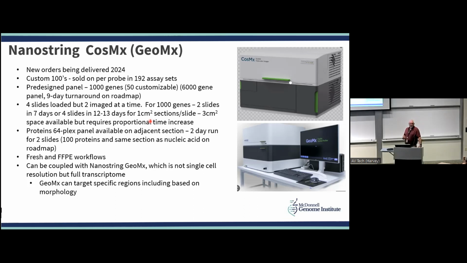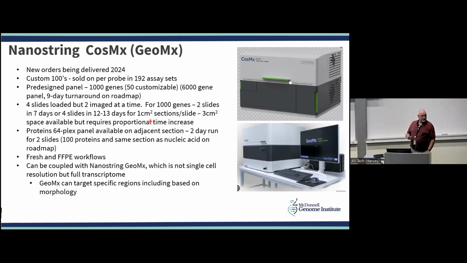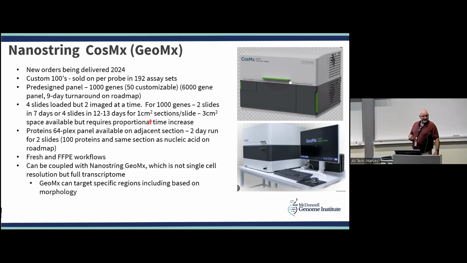64-plex protein panel is available, but it's on an adjacent section. It takes a couple days to run that as well. But again, on the roadmap is to put that with the nucleic acids. Fresh and a frozen, or a fresh and a FFPE workflow again. And this can be coupled with the Geomax or Geomics platform. That platform does do whole transcriptome with a sequencing component on the back end. It's not single cell, and you'll hear this theme with the Visium as we talk about 10x as well. But the Geomics is not single cell, but you can outline regions based on morphology or just regions of interest in general.